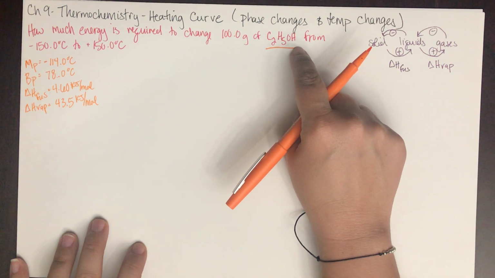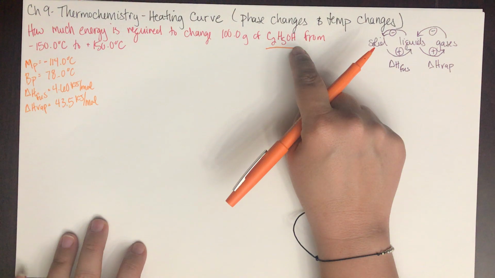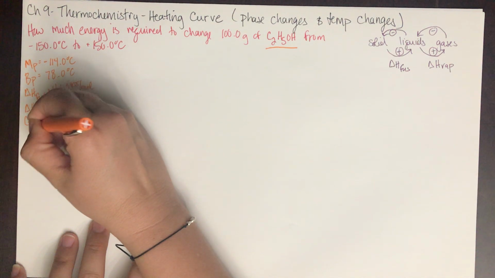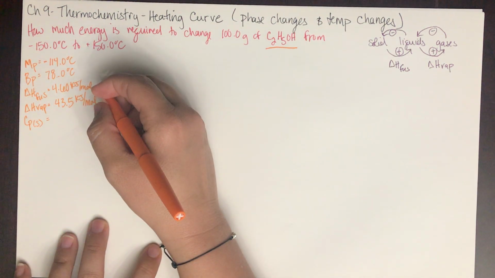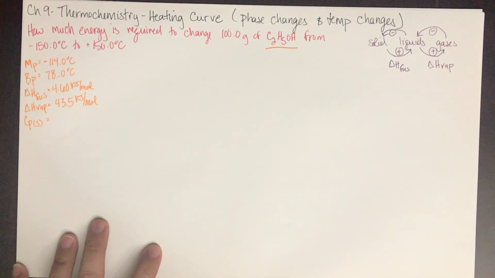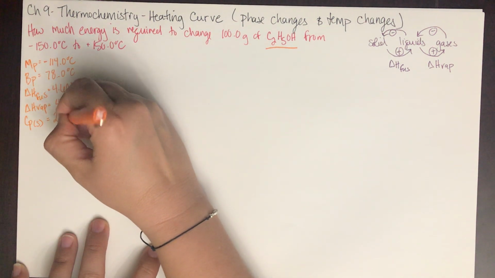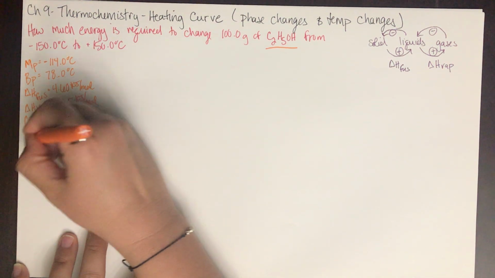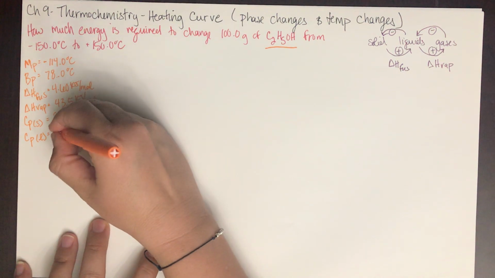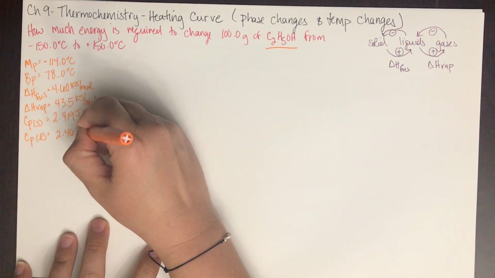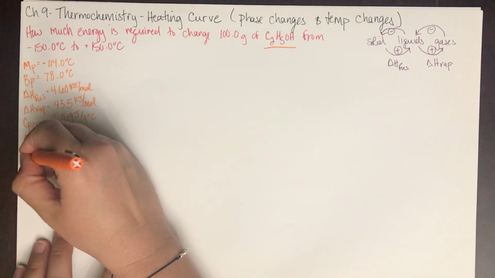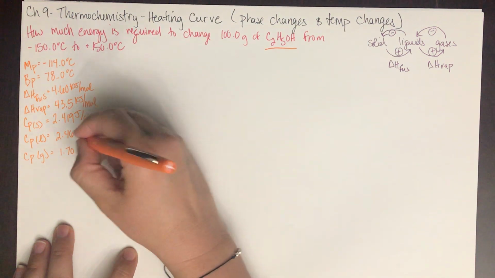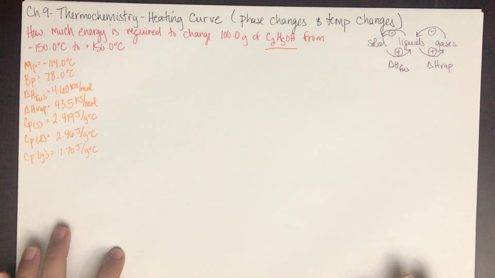So the specific heat for solid ethanol is different than the specific heat for liquid ethanol or for gaseous ethanol. And you would be able to just look all of these up. So for solid ethanol, it's 2.419 joules per gram degree Celsius. For liquid ethanol, it's 2.46 joules per gram degree Celsius. And for gaseous ethanol, it's 1.70 joules per gram degree Celsius.